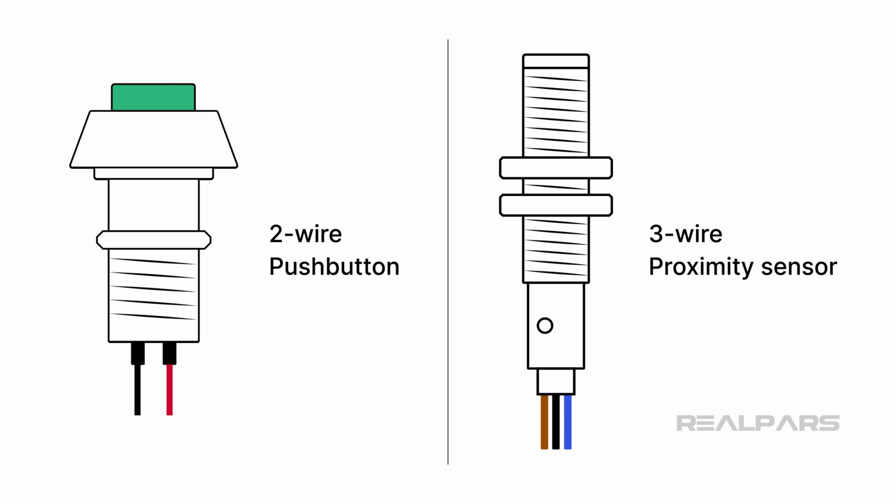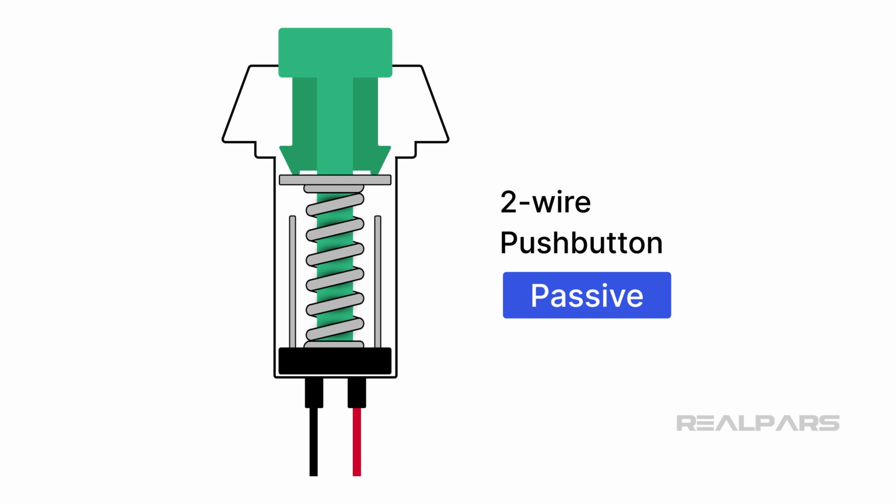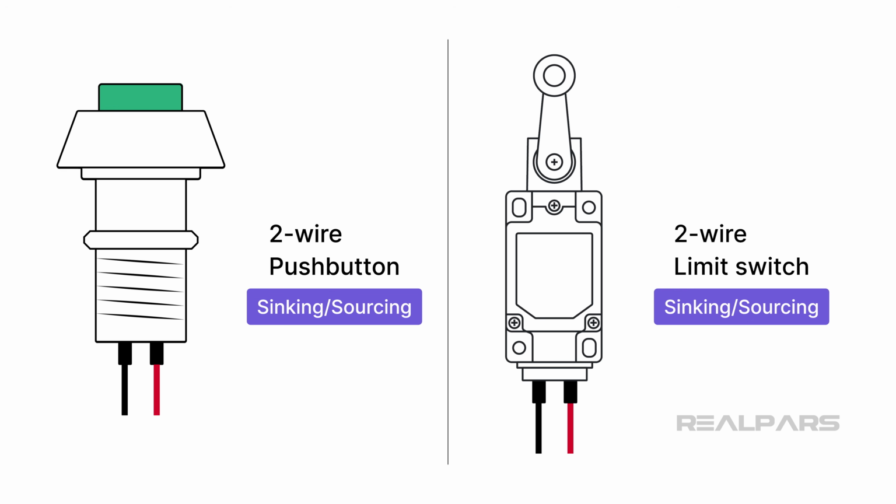Let's move on to a discussion about 2-wire and 3-wire input field devices. The majority of 2-wire devices are passive, meaning they do not require power to operate and simply open or close a circuit. Examples include push buttons, limit switches, and other mechanical devices. We can consider 2-wire passive devices to be either sinking or sourcing.